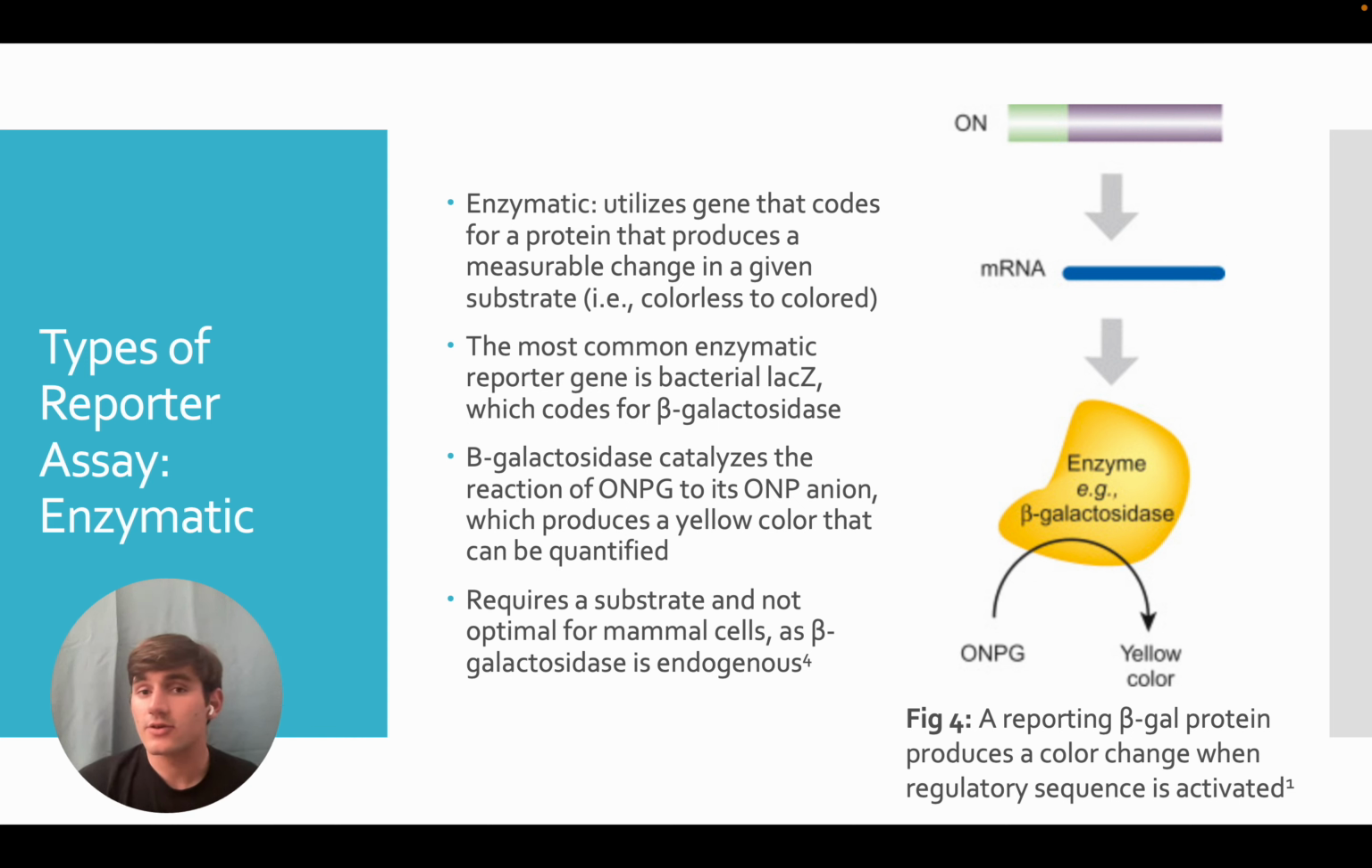Like I said, lacZ is a very versatile gene, as beta-galactosidase can act on many substrates. However, it is not optimal for mammalian cells because beta-galactosidase is endogenous. So using it in mammalian cells, you would be required to remove all the endogenous beta-galactosidase so that it doesn't interfere with your assay. Shown on the right is a visualization of what happens when that regulatory sequence is on and it's coding for your reporter protein that changes the color of your substance, and this can be measured.